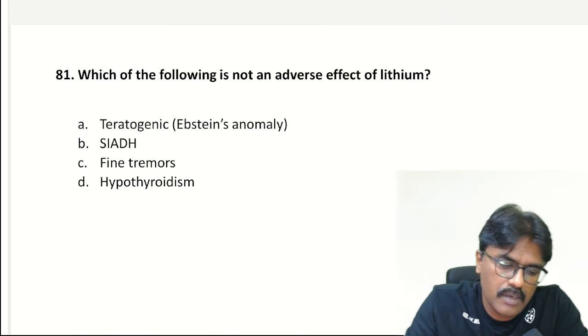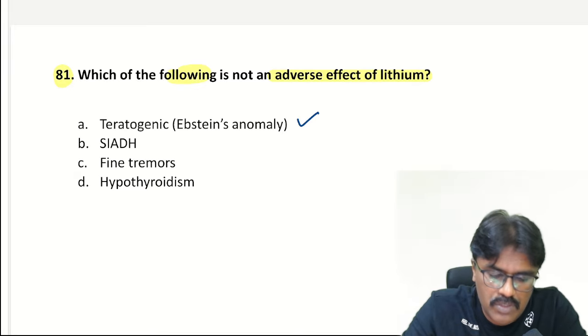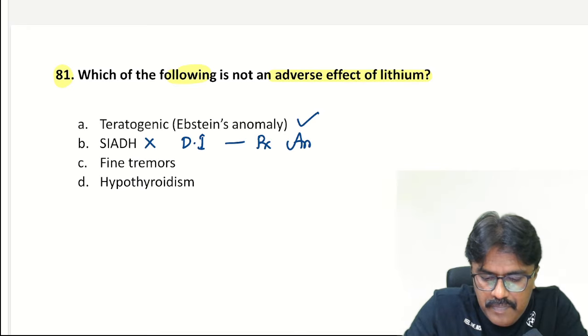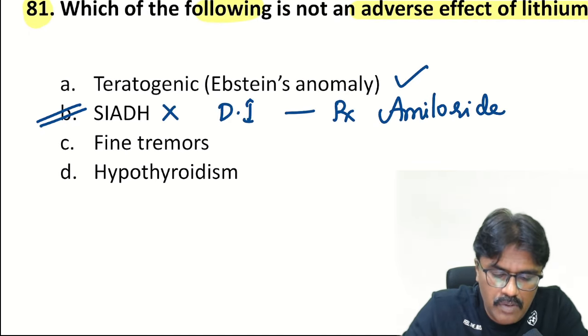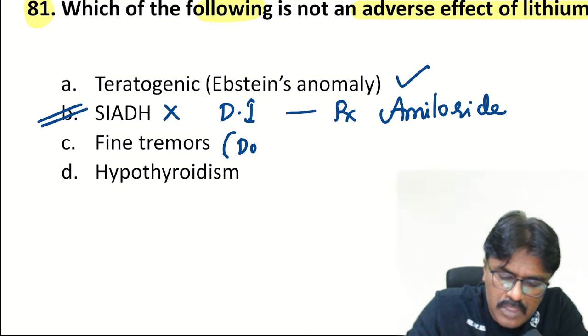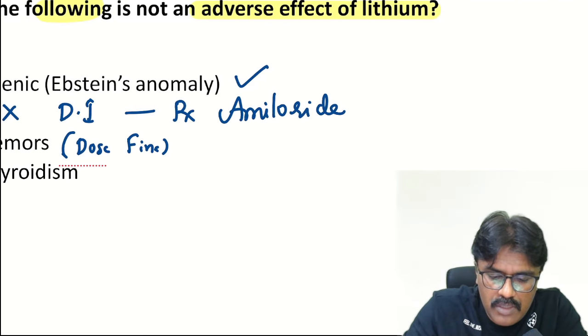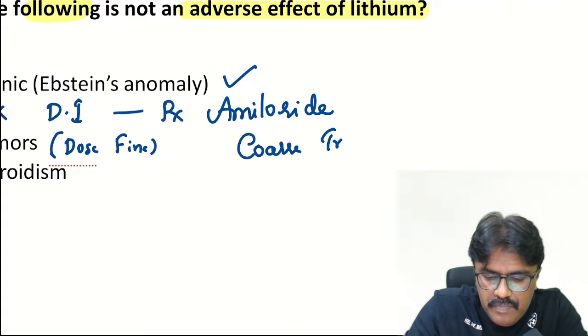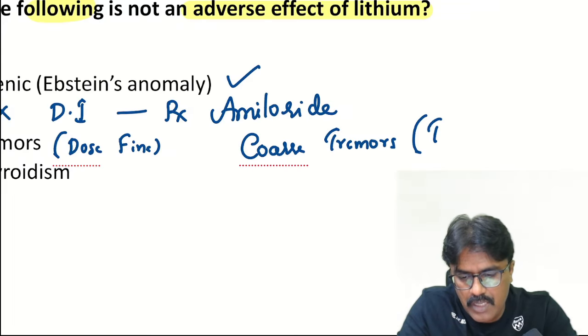The last question is this. Which of the following is not an adverse effect of lithium? Is it teratogenic? Yes. Does it cause SIADH? No. It causes diabetes insipidus, and the treatment for that is amiloride. So it doesn't cause SIADH, it causes diabetes insipidus. Now it can cause fine tremors if the dose is fine. But if the dose is not fine, then it causes coarse tremors. So in the exam, if they give coarse tremors, that means the dose is high.